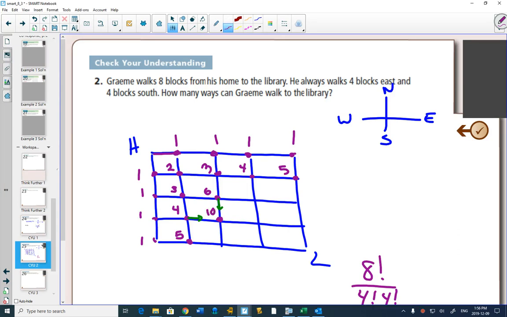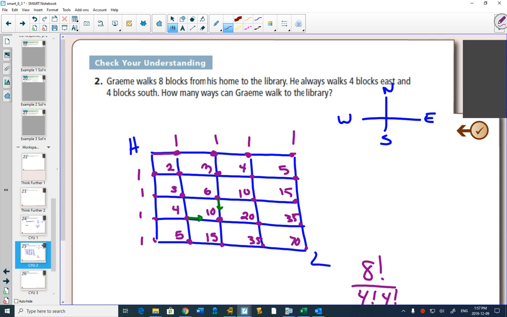10. Why? Well, if there's 6 here and 4 here, here I could get there in 10 ways, because I could either take any of those 6 routes or any of those 4 routes, put them together, I get 10. 10 there as well. What number is going to be here? 15. To get to this one? 20. 15. 35. 35. 70.